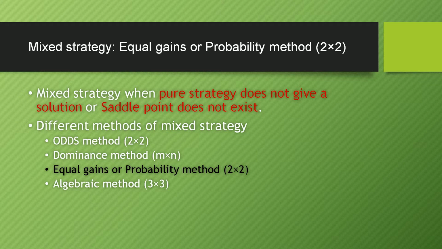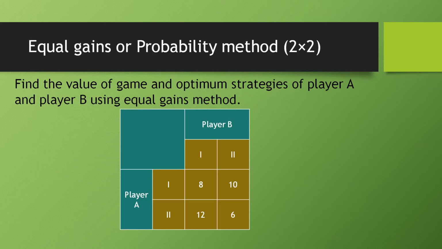In the last classes we have done the odds method and dominance method. Today's class we will do the equal gains or probability method. So this method is utilized for a 2 by 2 matrix. The odds method is also utilized for a 2 by 2 matrix. So let us do a numerical.